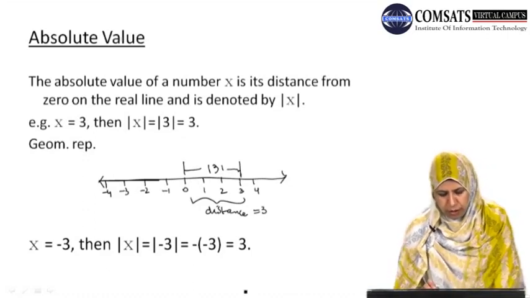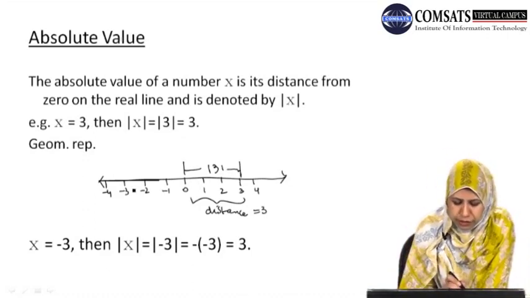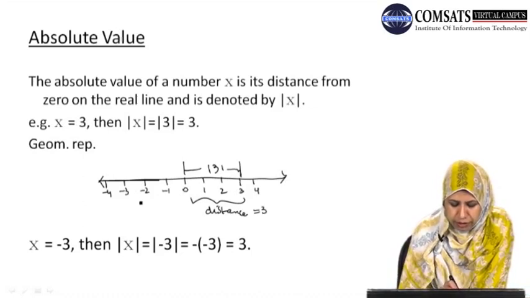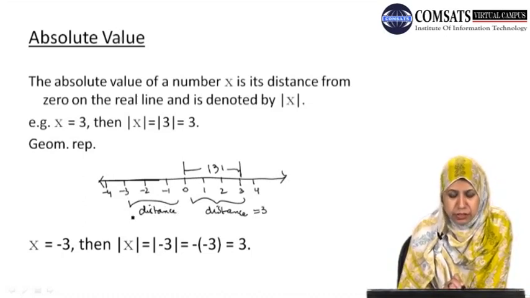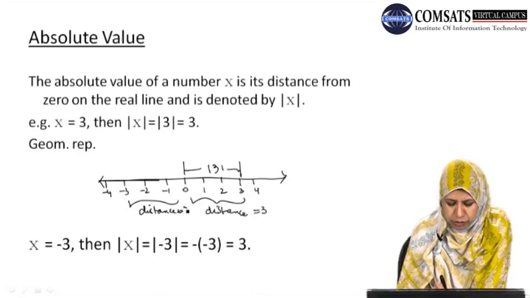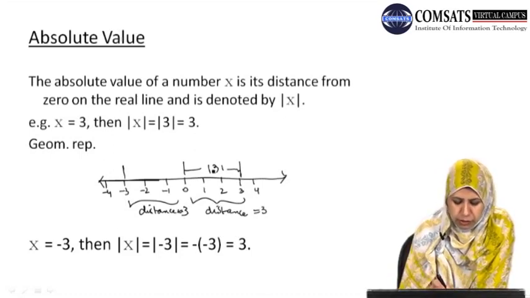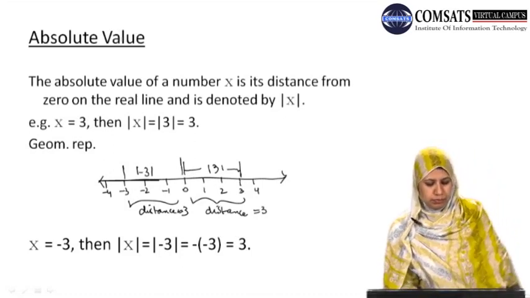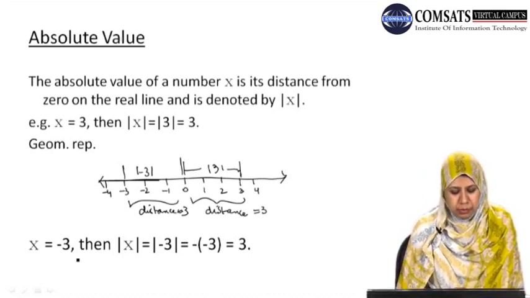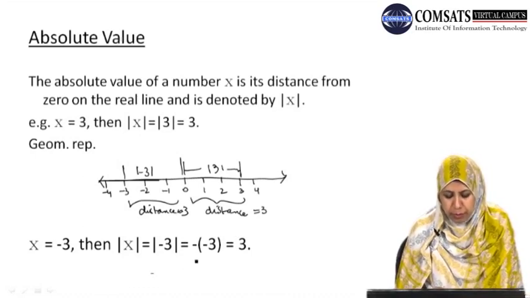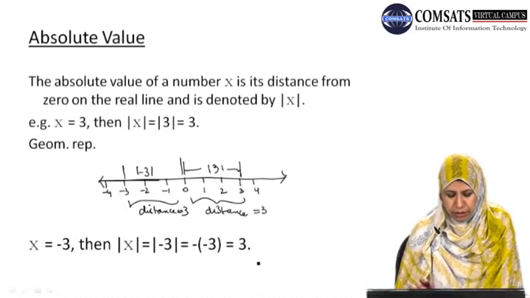But we also see that the distance in this case of the number minus 3 from 0 is also 3, that is the absolute value of minus 3. Okay, in the second example, if x is equal to minus 3, then mod of x will be mod of minus 3, which is minus of that number, which is 3.